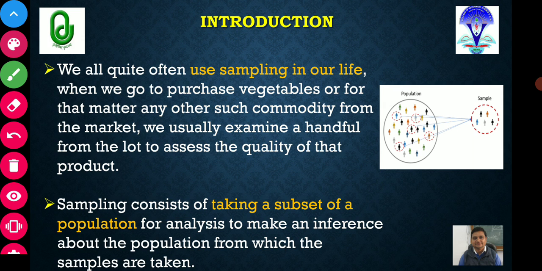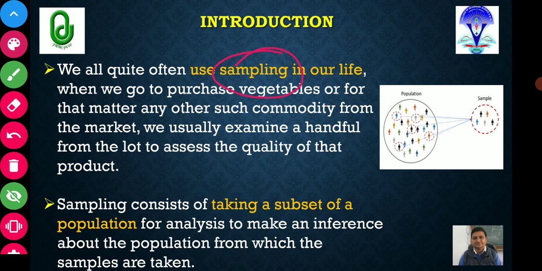We all quite often use sampling in our day-to-day life. Whenever we go for purchasing anything, either vegetables or grains or whatever other commodities in the market, we usually examine a handful. We just take a handful of that material in our hand from the whole lot, and we assess the quality of that material, and that process is called sampling.